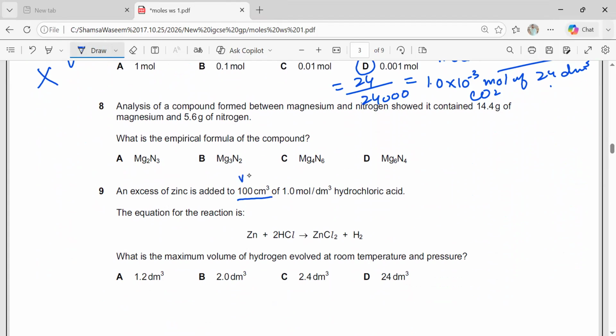What is it? Volume. In 1 mole per decimeter cube, what is 1 mole per decimeter cube, girls? It is the concentration of hydrochloric acid. The equation for the reaction is this. What is the maximum volume of hydrogen involved at room temperature and pressure? Like we have to find out the volume of hydrogen at RTP.